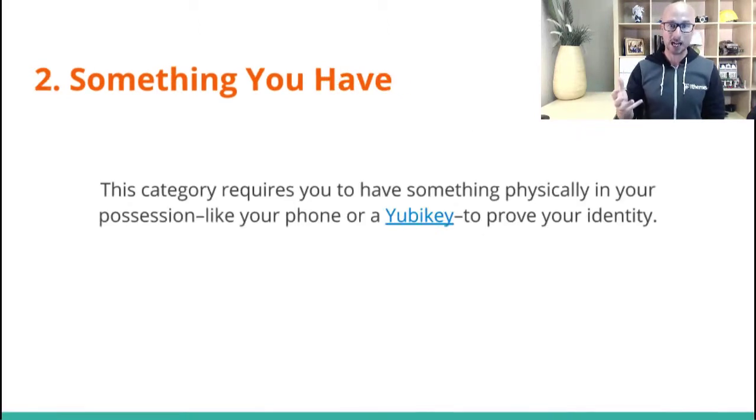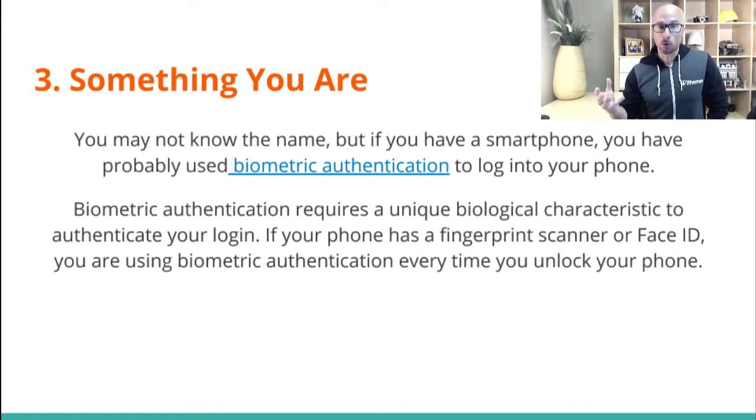Now the second type is something you have. This category is going to require you to have something physically in your possession, like your phone or a YubiKey to prove your identity. Now the third category is going to be something you are. Biometric authentication requires a unique biological characteristic to authenticate your login. If your phone has a fingerprint scanner or Face ID, you're using biometric authentication every time you unlock your phone.